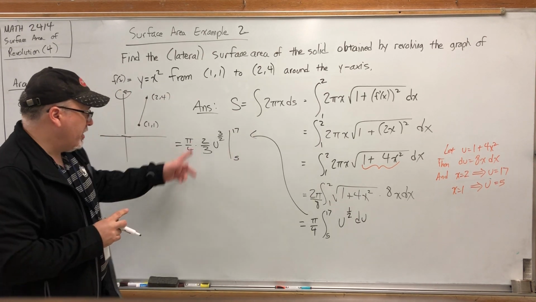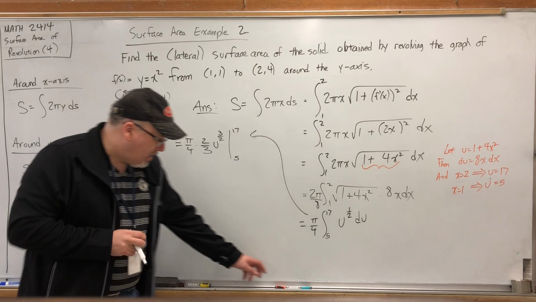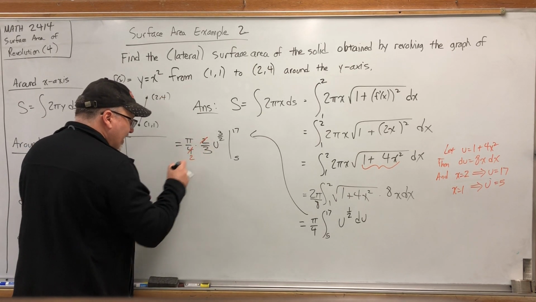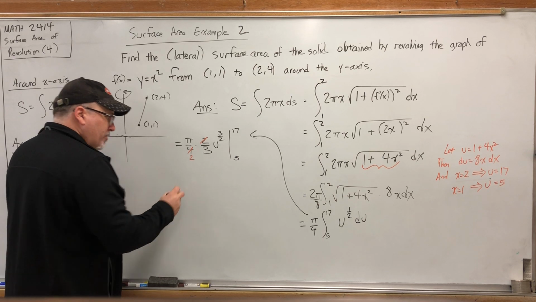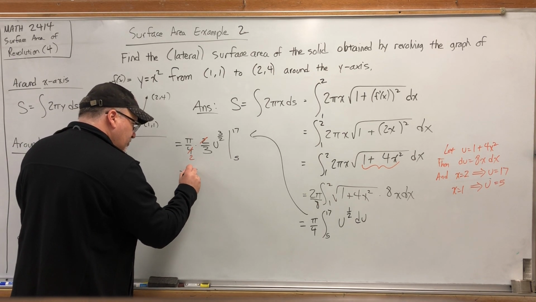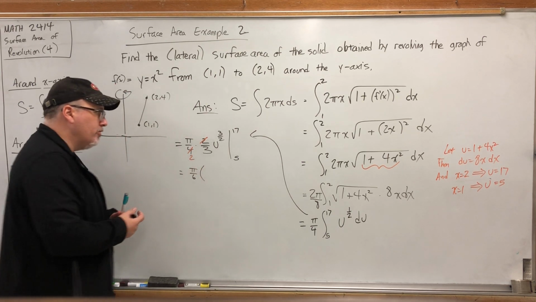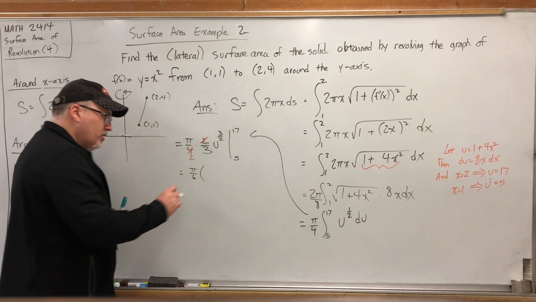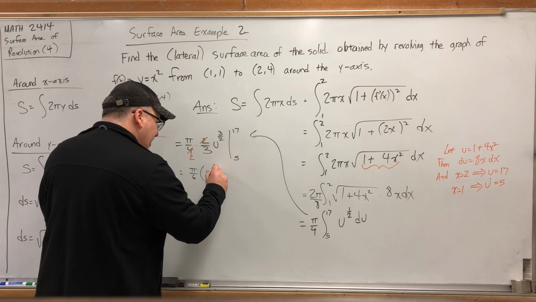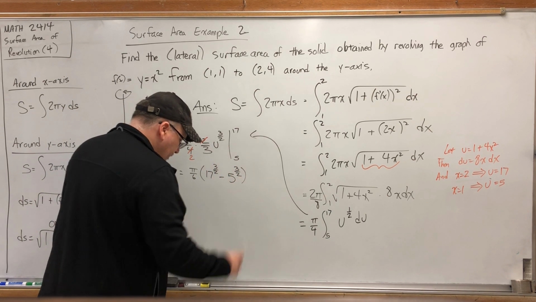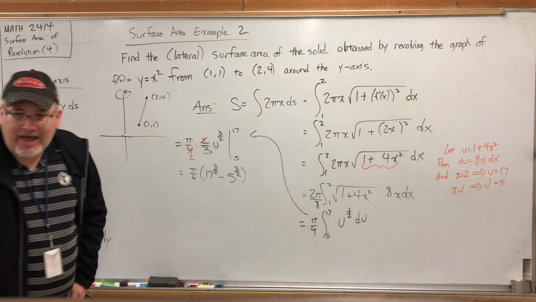Well, let's clean up this product of fractions over here. I can reduce by 2. This 2 goes into this 4 twice. That will leave 2 times 3 on the bottom, which is 6, which is parked underneath a pi. And we're evaluating u to the 3/2 from 5 to 17. So we would get 17 to the 3/2 minus 5 to the 3/2. Should we do anything with that?